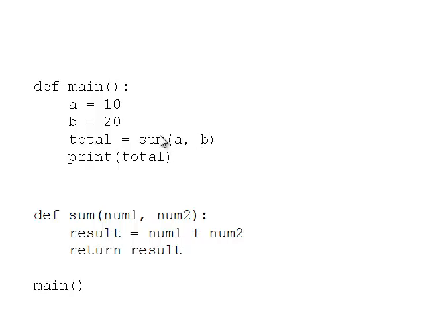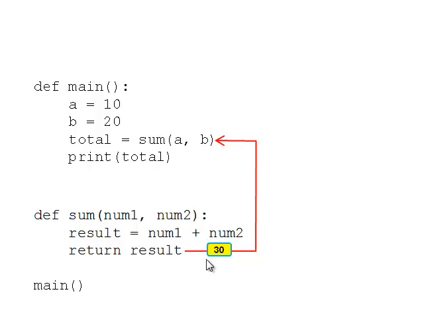So when this statement executes, the sum function is called, and the values of a and b are passed as arguments into the num1 and num2 parameters. That means that in the sum function, num1 is assigned 10 and num2 is assigned 20. Here in this statement, result equals num1 plus num2. Well, result equals 10 plus 20, so that assigns the value 30 to result. And then we hit this return statement. The return statement says, okay, terminate the function and send the value of the result variable back to the statement that called the function.